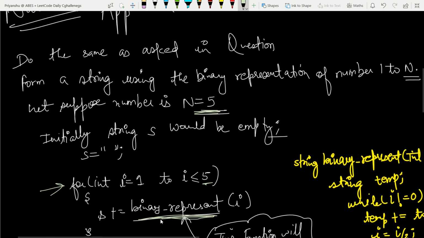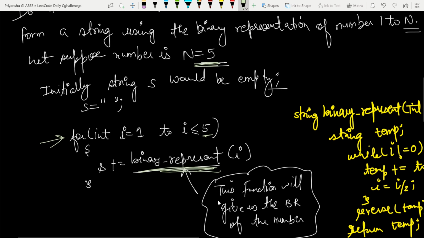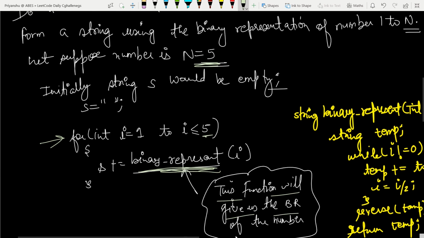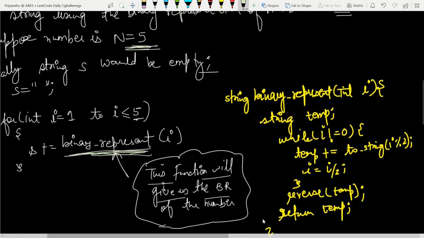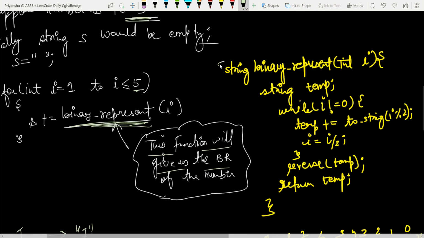This binary representation function, in which we pass the number, will give us the binary representation in the form of a string. This function is written here.